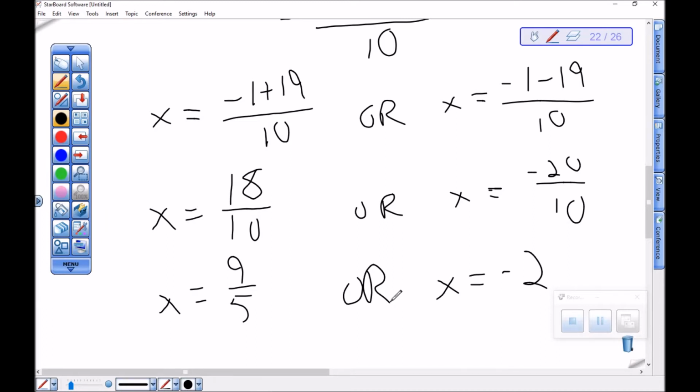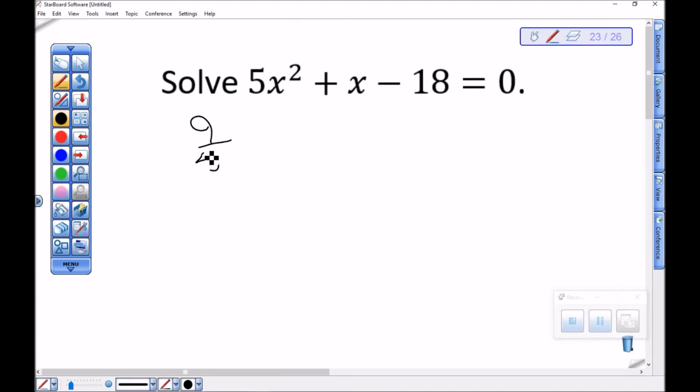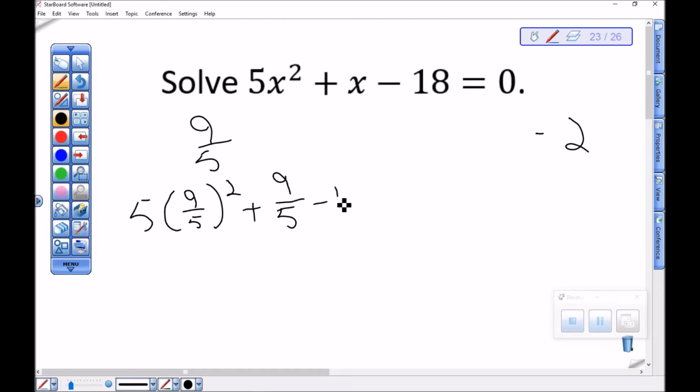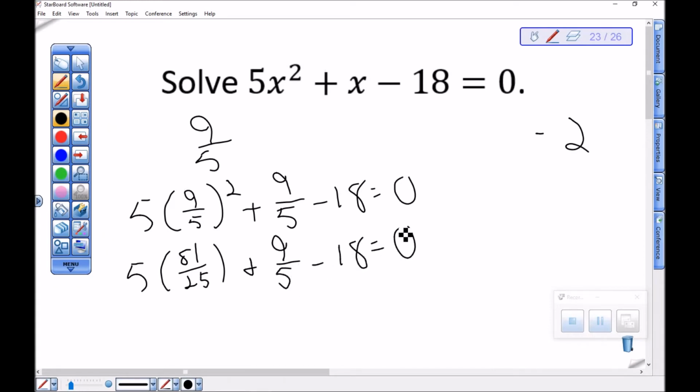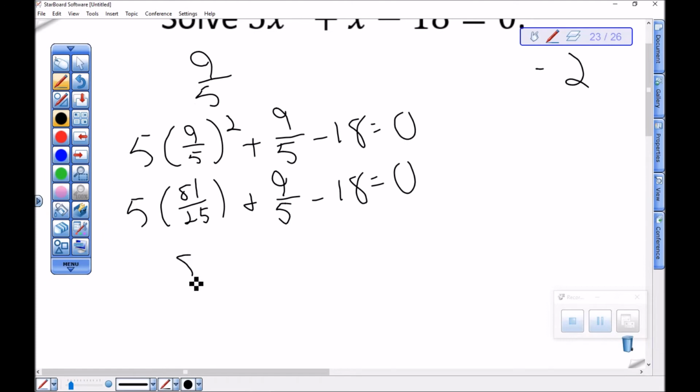So I'm going to check them quick. 9 fifths or negative 2. If x is 9 fifths, this is 5 times 9 fifths squared plus 9 fifths minus 18. I'm hoping that's 0. This is 5 times 81 25ths. Note, a calculator would make this easy if you're fraction averse. I'm not, so I'm just going to keep going. 81 25ths times 5 is the same as 81 fifths, plus 9 fifths minus 18, I'm hopeful is 0.